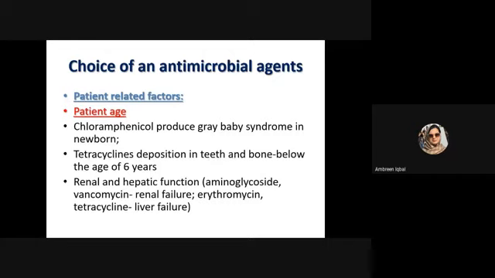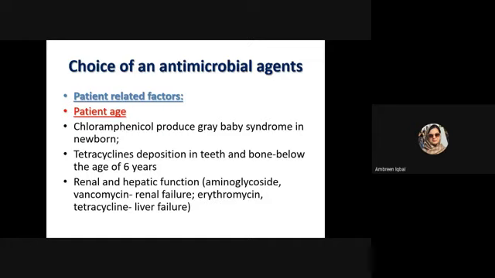Chloramphenicol produces gray baby syndrome in the newborn, so newborns should not be given chloramphenicol. Tetracycline is also contraindicated below the age of 6 years because it causes deposition in the teeth and bone.